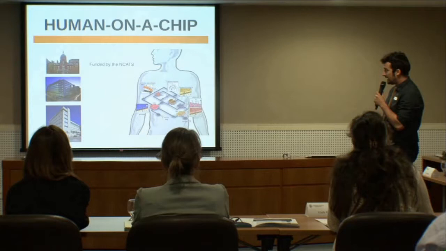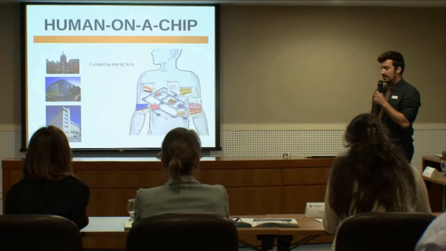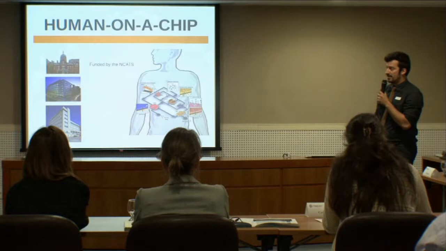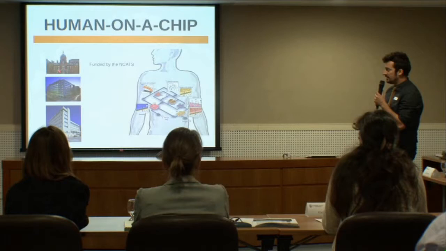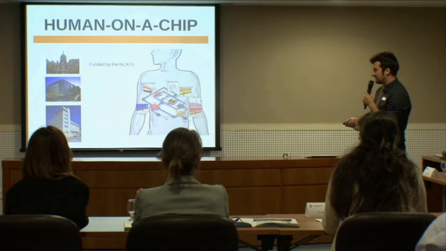A few years ago, we got some money from NCATS. This was part of a Human on a Chip project. This project was from NIH, FDA, and DARPA. We were three groups, the School of Medicine at Johns Hopkins University, the Bloomberg School of Public Health, and the Kennedy Krieger Institute. The three of them were at Johns Hopkins University. And this project, probably you know, is really famous.